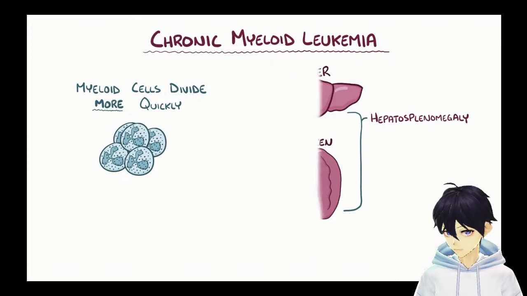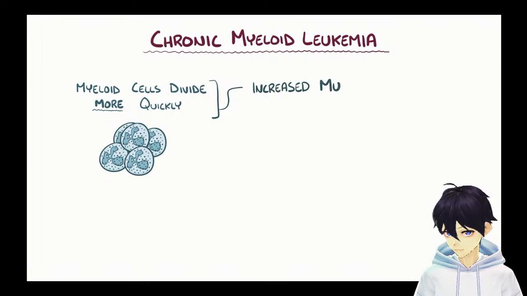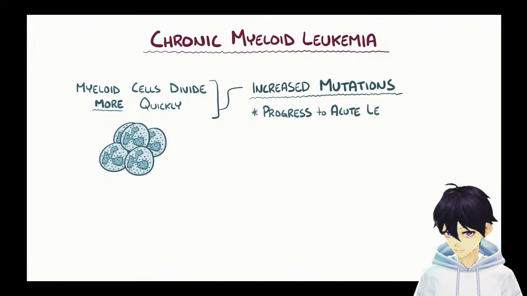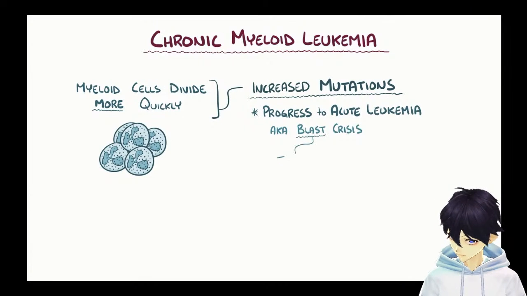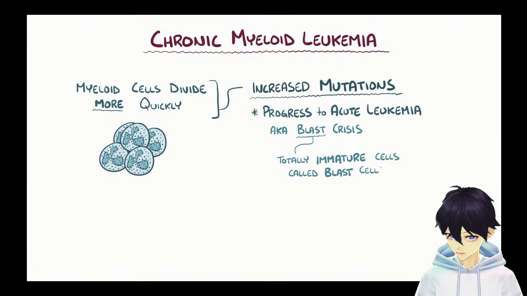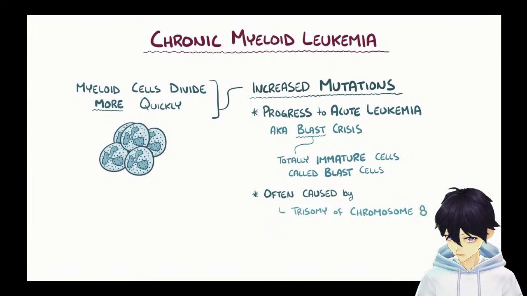And because these CML cells divide quicker than they should, there's a high chance that further genetic mutations can happen. And if that happens, CML might progress and accelerate into a more serious acute leukemia, which is called a blast crisis, because the totally immature cells of acute leukemias are referred to as blasts. A lot of cases of these blast crises include the formation of a trisomy of chromosome number 8, or the doubling of the Philadelphia chromosome.